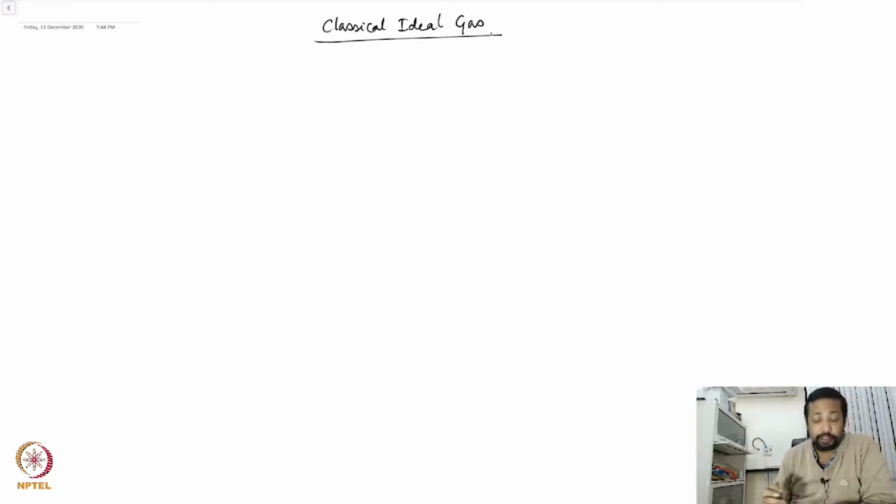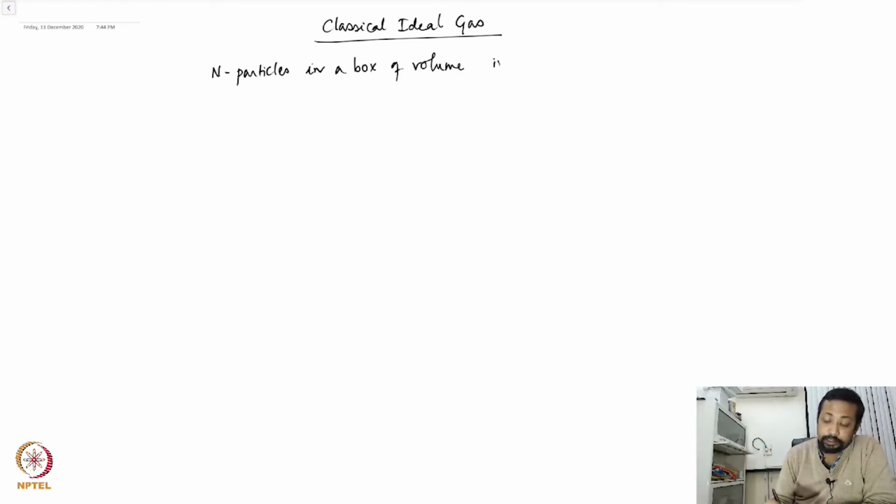Welcome back. So we will take our final example, that of the classical ideal gas, and treat it canonically. So our system is n particles in a box of volume V in d dimensions.